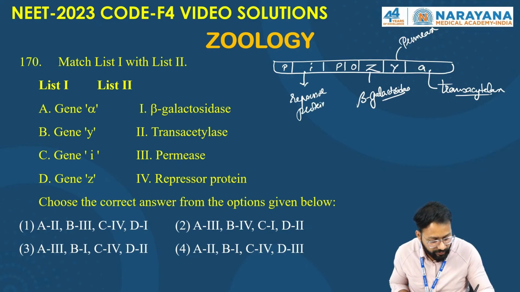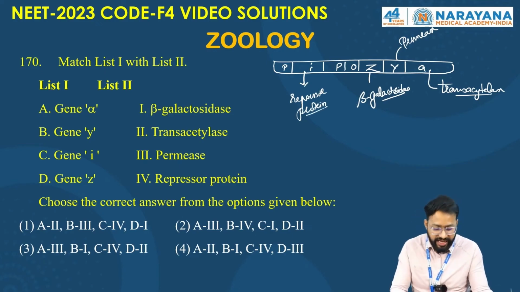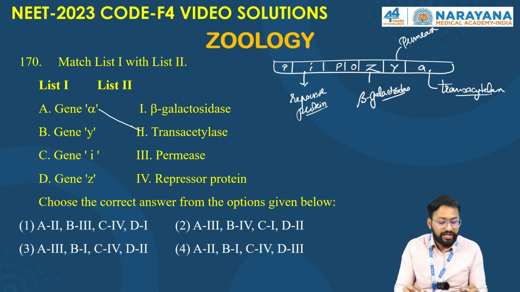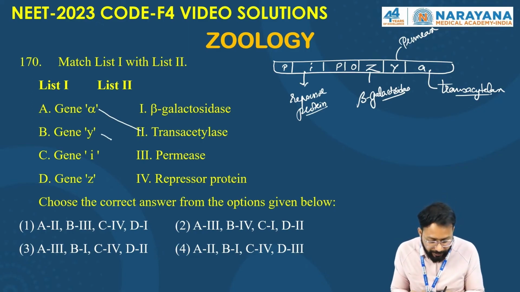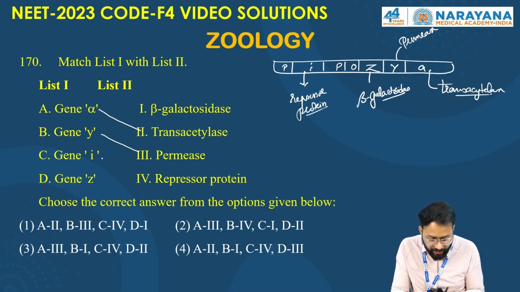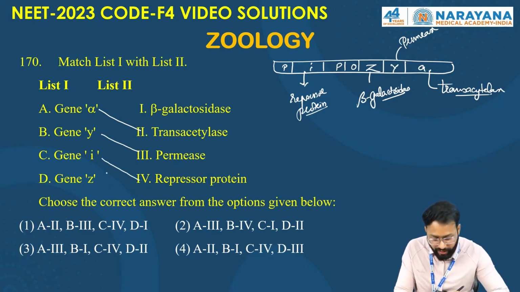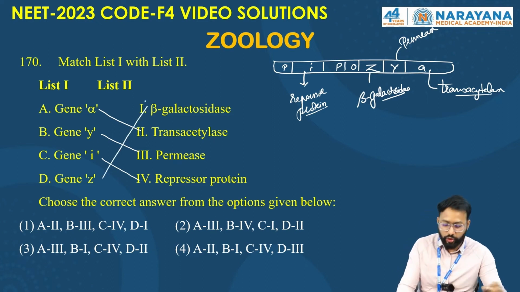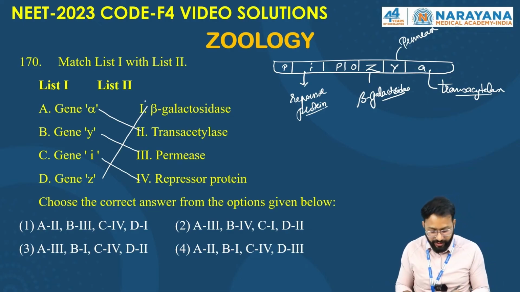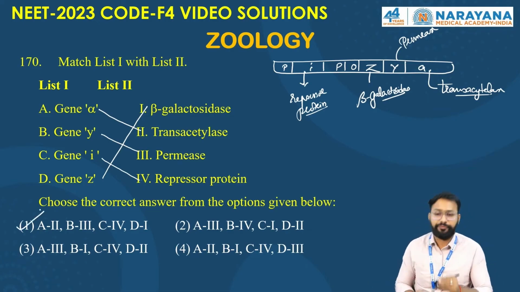protein. So gene A codes for transacetylase. Gene Y codes for permease. Gene I for repressor protein and Z for beta galactosidase. So it should be 2, 3, 4 and 1. Option number 1.